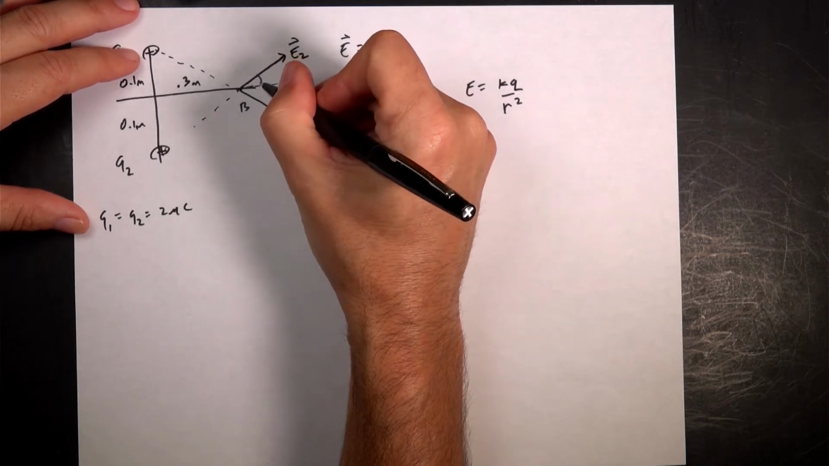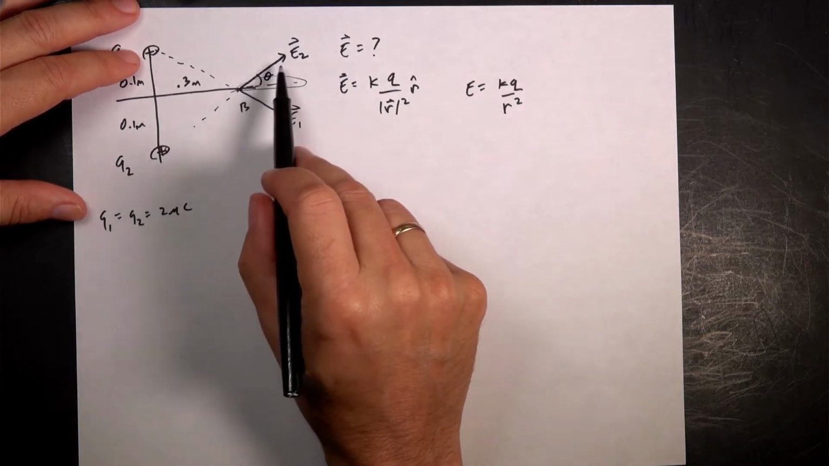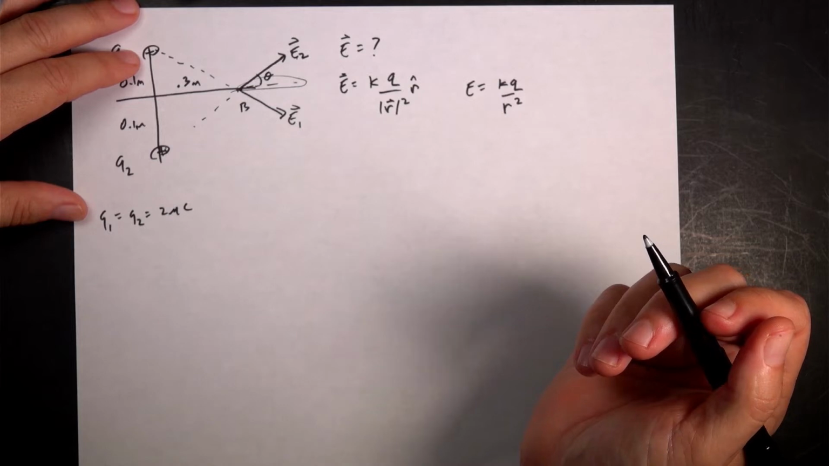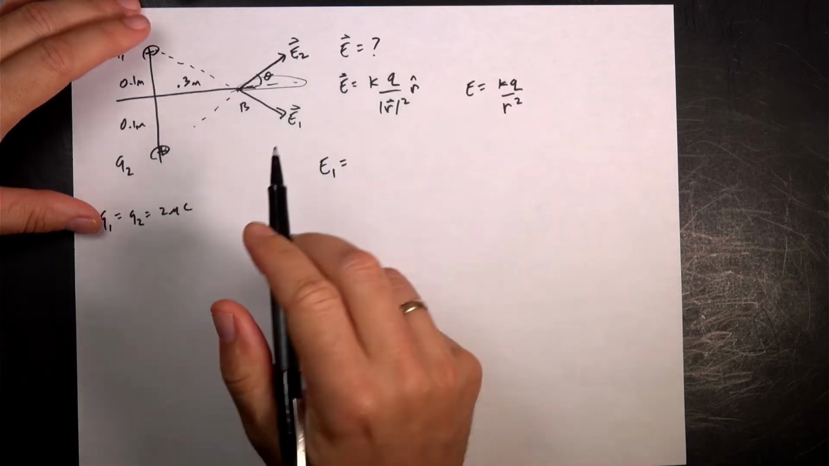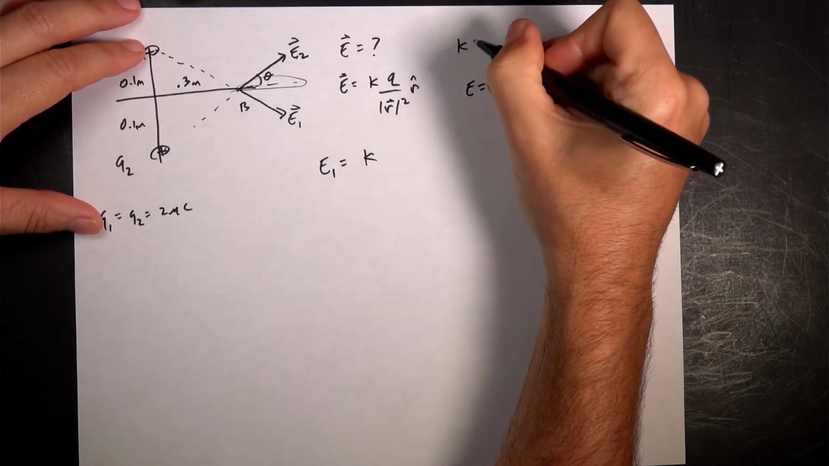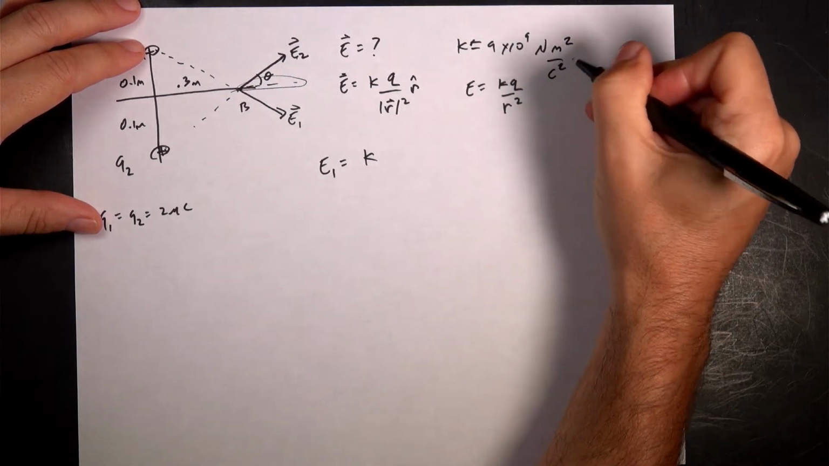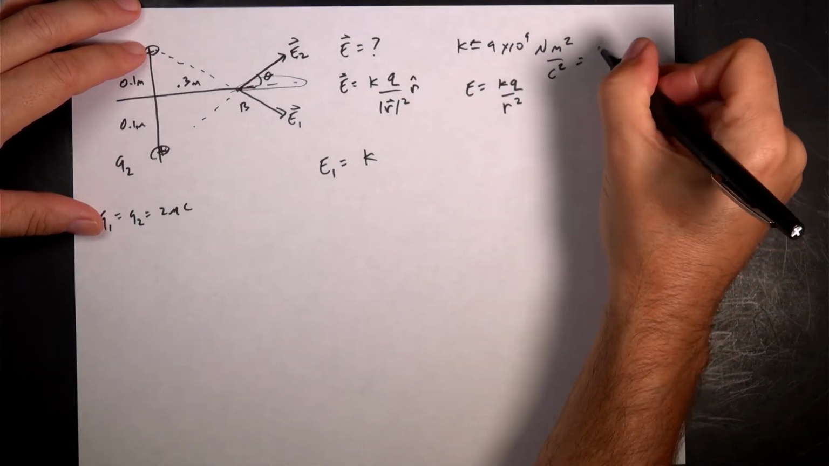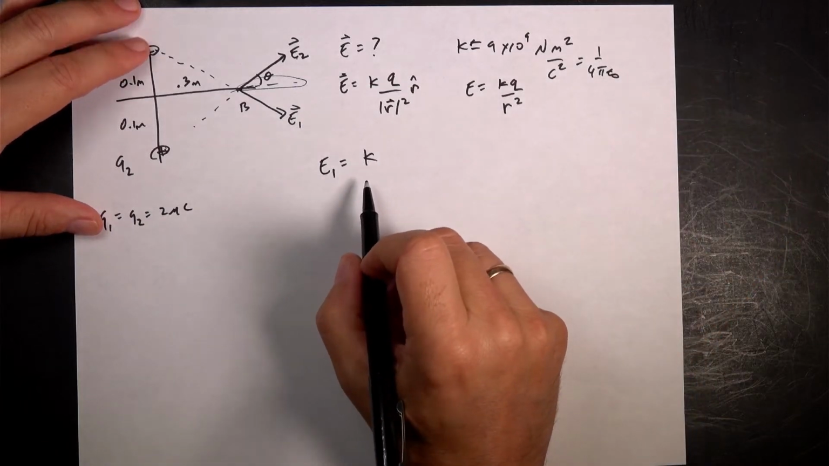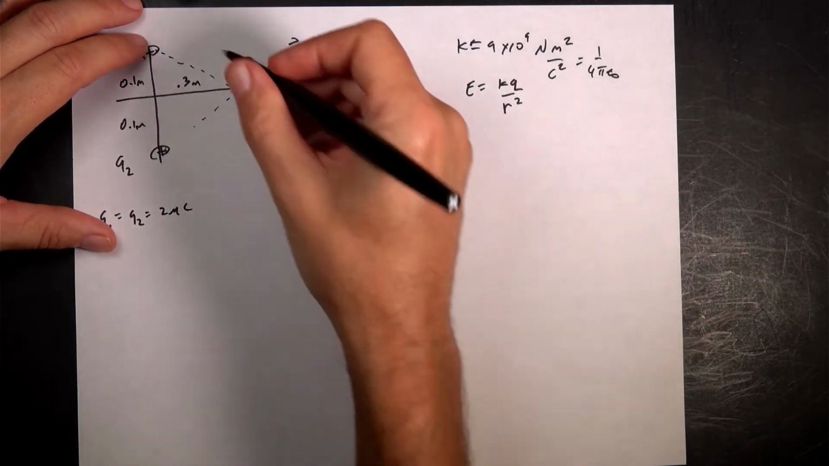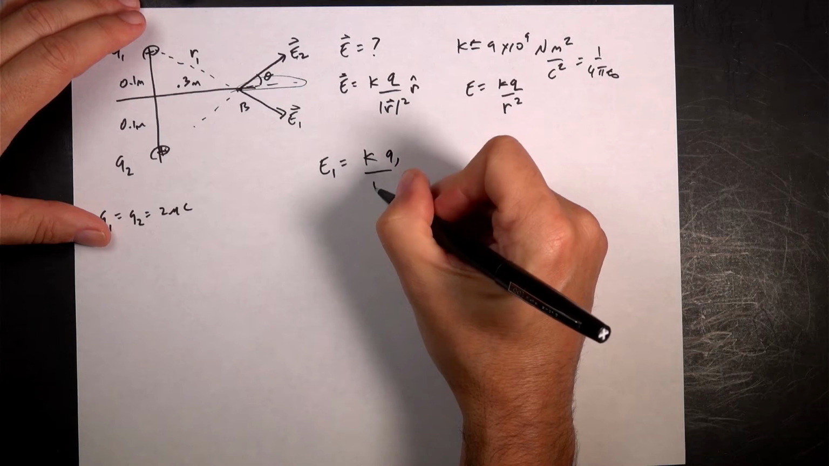So let's look at this angle theta, and in fact, they have the same x component. So if I find the x component of this electric field and multiply by 2, I'll be done. Okay, so let's see E1. Let's just find the magnitude. E1 is going to be K, and K is 9 times 10 to the 9th newton meters squared per coulomb squared. That's the Coulomb constant. It's also equal to 1 over 4 pi epsilon naught. Some people write it as K, some people write it as that. I'm just going to write it as K. So it's K times, let's call this R1, that distance, so it's K times Q1 over R1 squared.